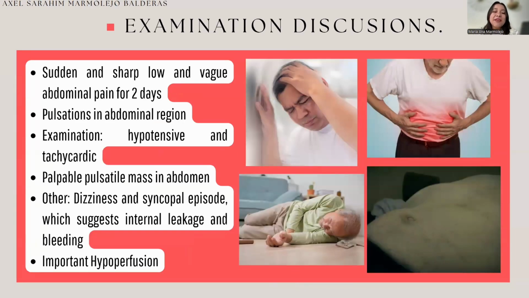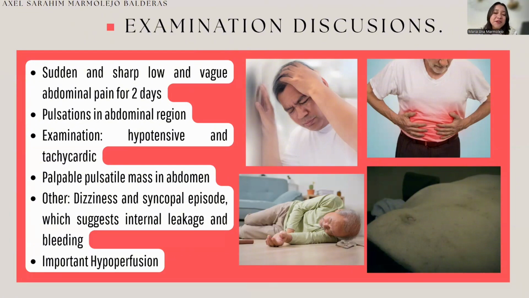On physical examination, he was hypotensive and tachycardic, with a palpable pulsatile mass in the abdomen and a bruit on auscultation. Those are classic signs of an abdominal aortic aneurysm, and the hypotension suggests it might be leaking or rupturing.